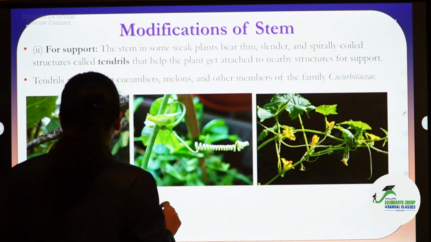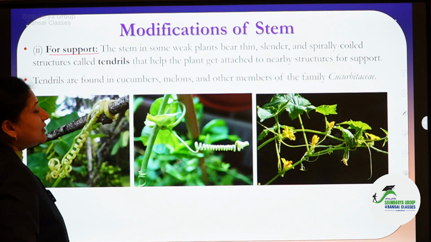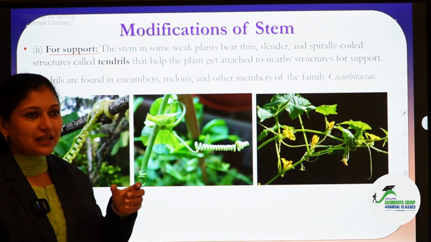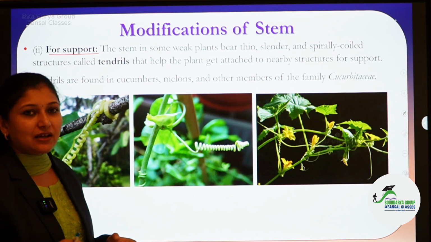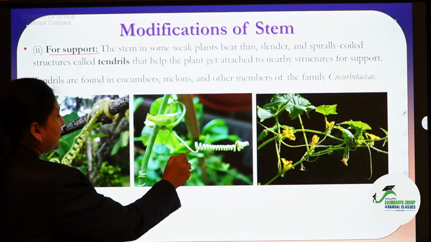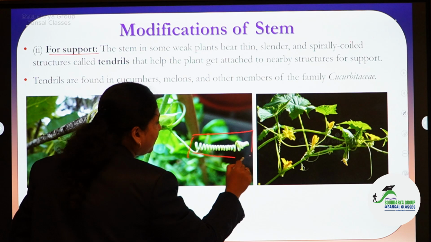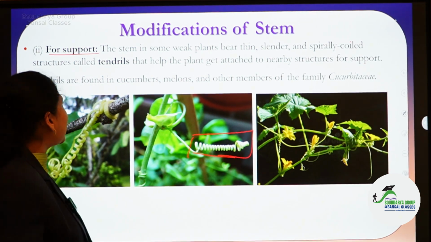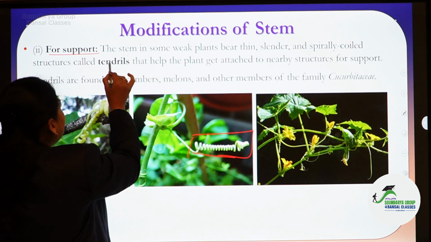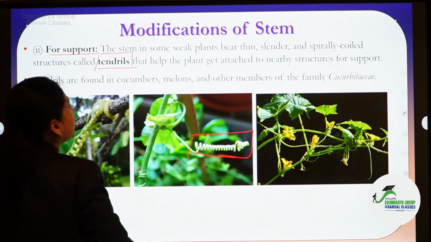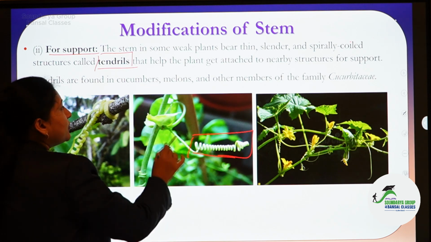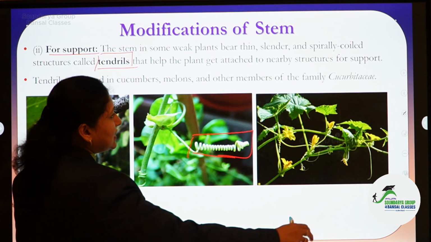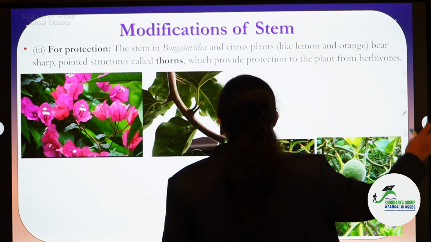Next is for support. If the stem is too weak, not too thick, then it grabs support from the side. For grabbing the support, it requires this type of spring type of mechanism. This spring type of development starts from the stem. This spring is known as tendrils. So we have tendrils in cucumber, melons and other members of the Cucurbitaceae family. So this is the second stem modification.